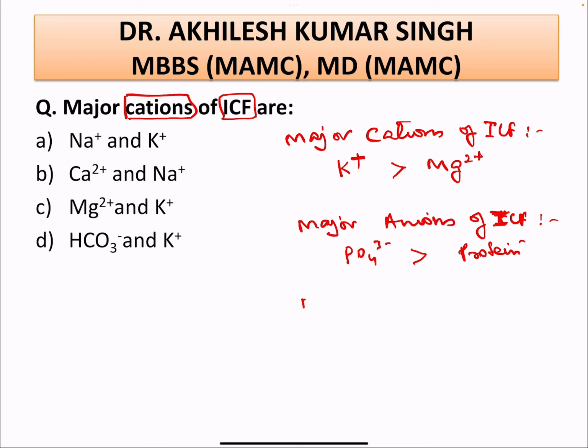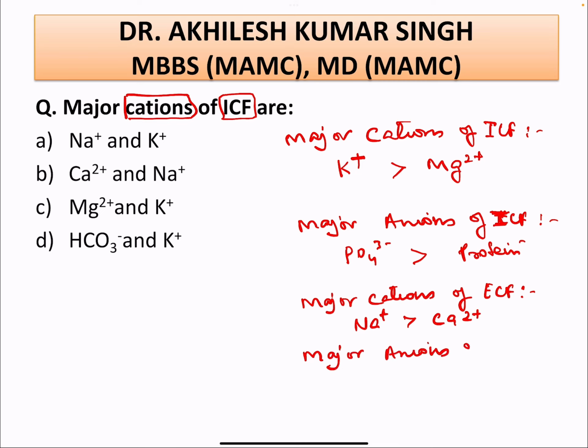Similarly, if we talk about the ECF, the major cations of the ECF: one is sodium, which is more in concentration than calcium. And the major anions of the ECF: one is the chloride anion, which is more in concentration than the bicarbonate anion.